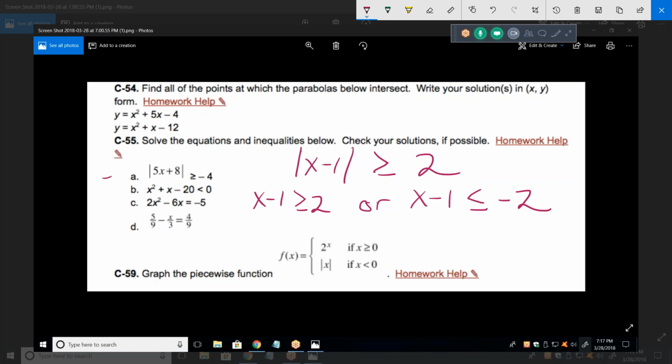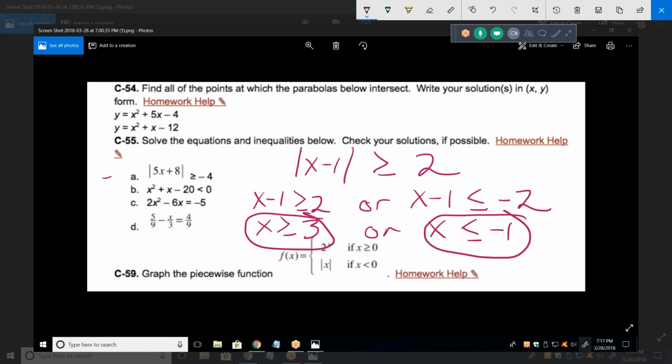Now, if I were to solve each one, I get that or that. And both of those work. If you plug these in, they both work. Okay? So both of these would be solutions to the inequality that I gave you.